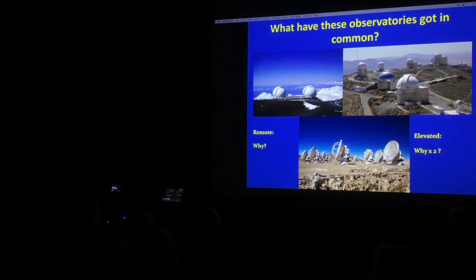So these observatories, what have these three observatories got in common? That's the Keck telescopes on Mauna Kea in Hawaii. That there is the La Silla Observatory, part of the European Southern Observatory complex in the Atacama Desert. And that's also in the Atacama Desert, that's an element of the Atacama Large Millimetre Array.